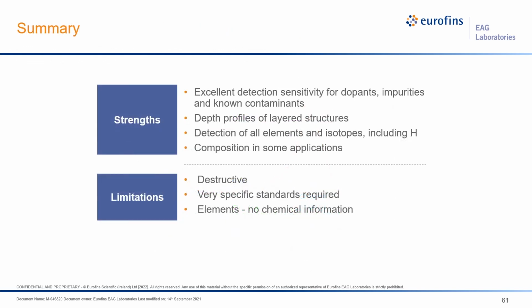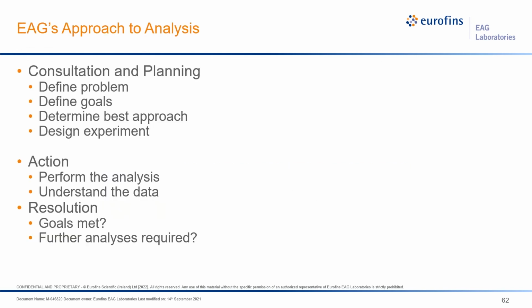So the strengths, as I was able to show you, are excellent detection sensitivity for dopants and impurities. It can detect all elements, including hydrogen, and measure composition in some of the applications. But the limitation is that it's a destructive technique. It requires very specific standards, and it gives you only elemental information, not chemical information.